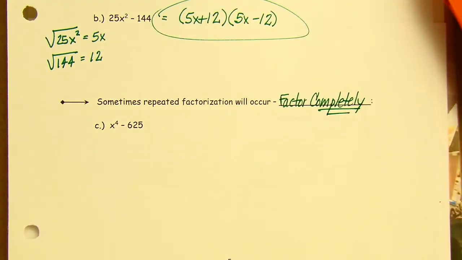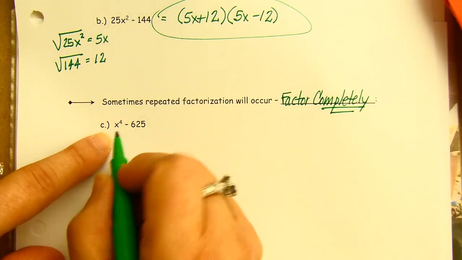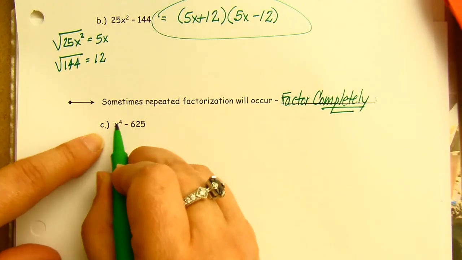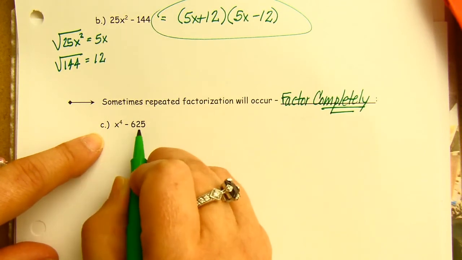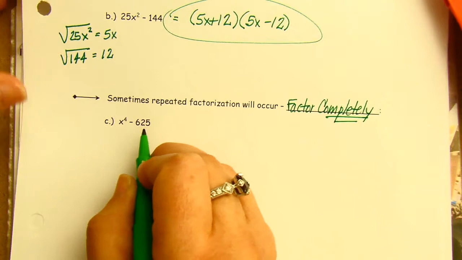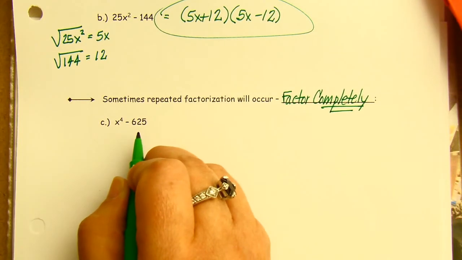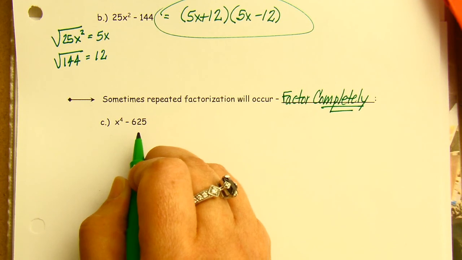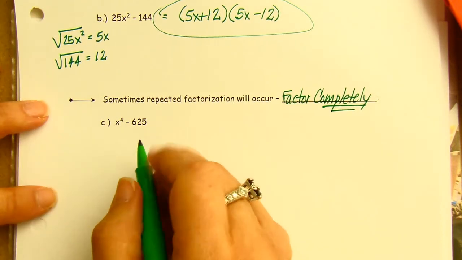Okay? Like this problem. Well, x to the fourth is a square. Remember, any variable raised to an even power is a square. 625 is a square. 25 times itself is 625. So it would behoove you to know your squares. 1 squared, 2 squared, 3 squared, 4 squared, all the way up to 20, and then of course number 25. Those occur a lot in mathematics.